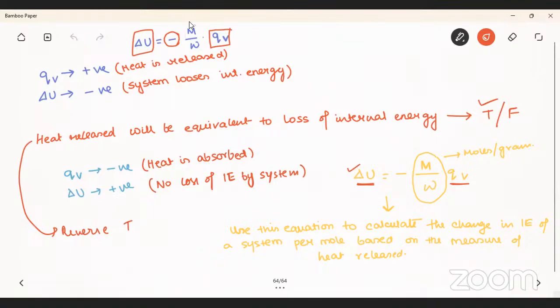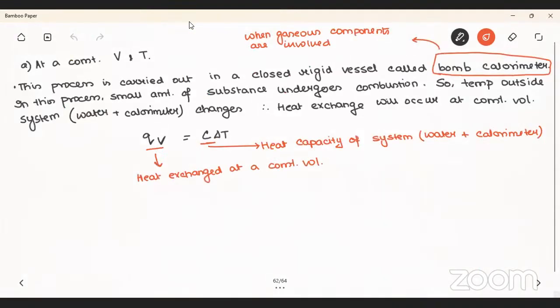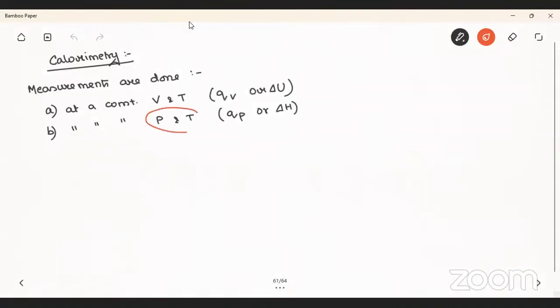Next day, we will be learning about constant pressure and temperature. I told you that there are two cases, one is constant volume and temperature, and the second is constant pressure and temperature. We will be doing it in the next class. Okay. Is this part clear? Hopefully the whole class is clear to you.